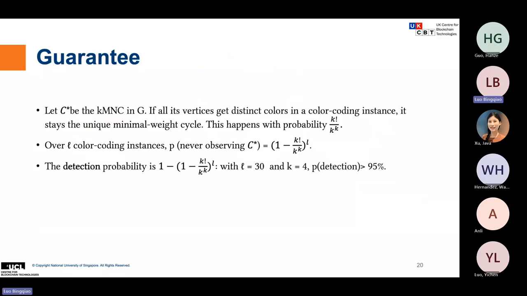This will lead to a detection probability that is related to 2 factors in the end. One is L, which shows the color coding instances, and the other one is K, which shows the length of the cycles. For example, when we set L to be 30 and K equal to 4, the detection probability will be more than 95%.